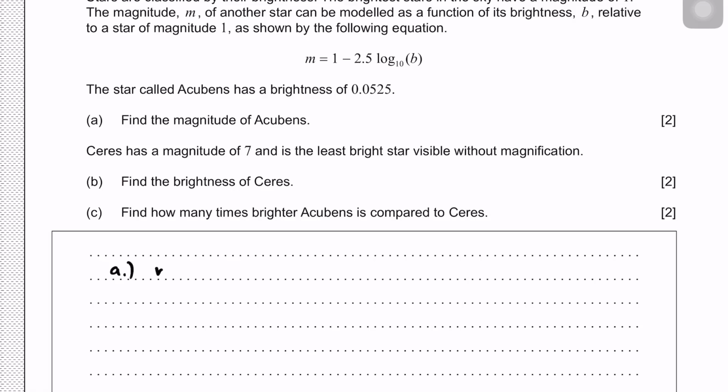So magnitude is equal to 1 minus 2.5 log base 10, and our brightness in this case is 0.0525. So really not a bad question, even though it might look kind of confusing or complex with logarithms. For 2 marks, it's not a bad input-output question. So let's go work this out on the calculator.